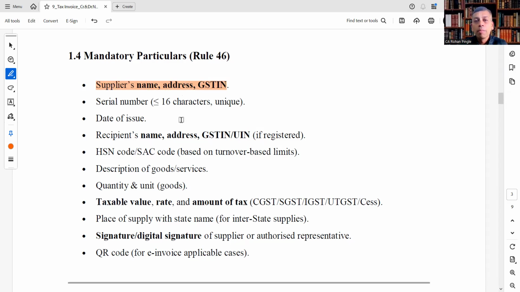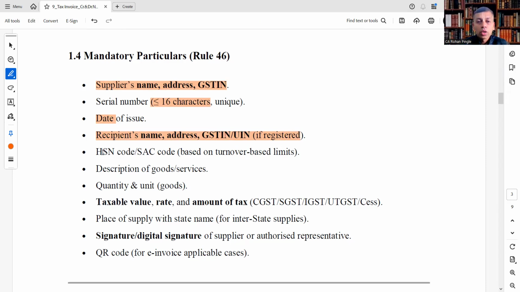Then serial number, that is less than or equal to 16 characters, unique, and the tax invoice should be serially numbered. Then date of issue, then recipient's name, address, and GSTN if registered. If B2C, then no need to mention the GSTN number, but name and address should be prominently displayed and printed on the tax invoice.